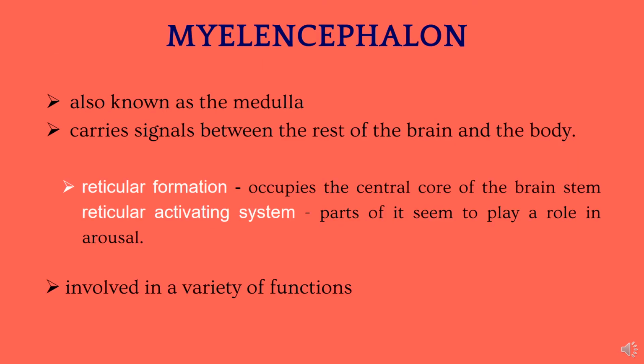The myelencephalon, also known as the medulla, is the most posterior division of the brain. It is composed largely of tracts carrying signals between the rest of the brain and the body. One interesting thing about the myelencephalon is the reticular formation, which is a complex network of about 100 tiny nuclei that occupies the central core of the brainstem from the posterior boundary of the medulla to the anterior boundary of the midbrain. It is sometimes called the reticular activating system, because parts of it seem to play a role in arousal.